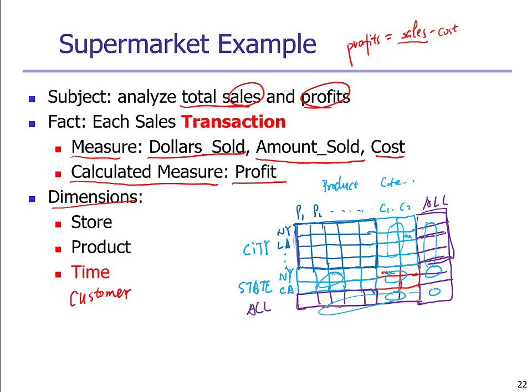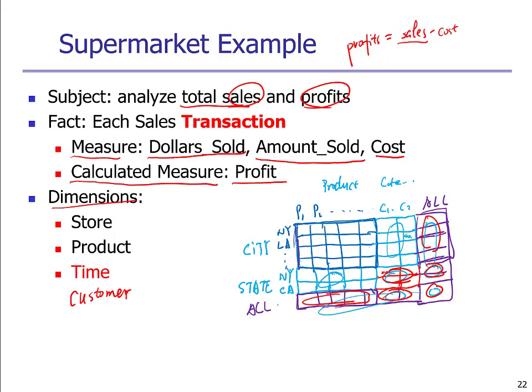These are the cuboids that involve at least one dimension being all, right? That's why I said previously that this is one cuboid, because it is all and a particular product. It's all and product, right? This one is all and category. This one is all and all. Similarly, this is all and state. This is all and city.